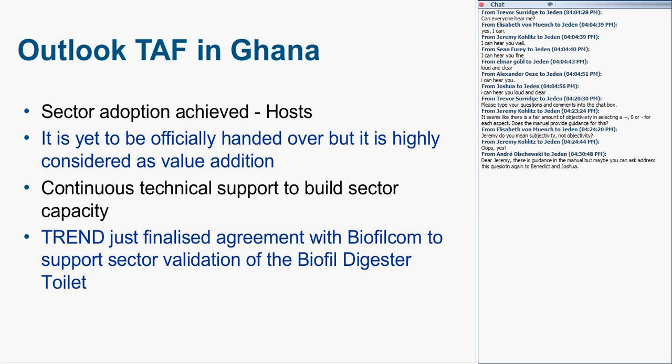Thank you very much, Benedict, for the presentation. Sean, are there one or two questions that have come in for Benedict? Right, well, I think the one question that came in for Andre, but I think Benedict might also want to answer, comes from Jeremy Collett, who asks, it seems like there's a fair amount of subjectivity in selecting either a plus, a 0 or a negative for each aspect. Does the manual provide guidance for this? So perhaps start with Andre. Could you answer that one?